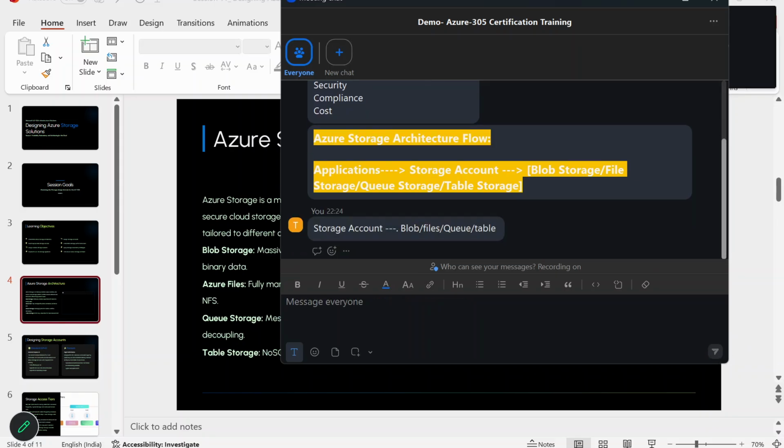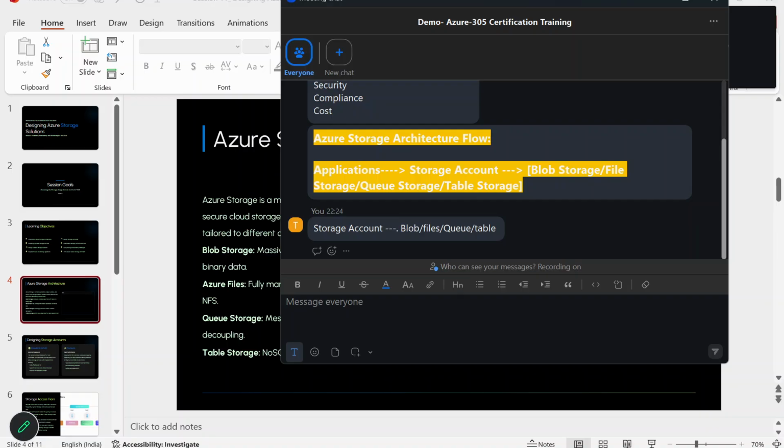So what is the blob storage overview? Blob storage is one of the most important Azure storage services, and it stores unstructured data, for example images, videos, documents, backups, and logs. Why blob storage? Traditional file systems struggle with petabytes of data.